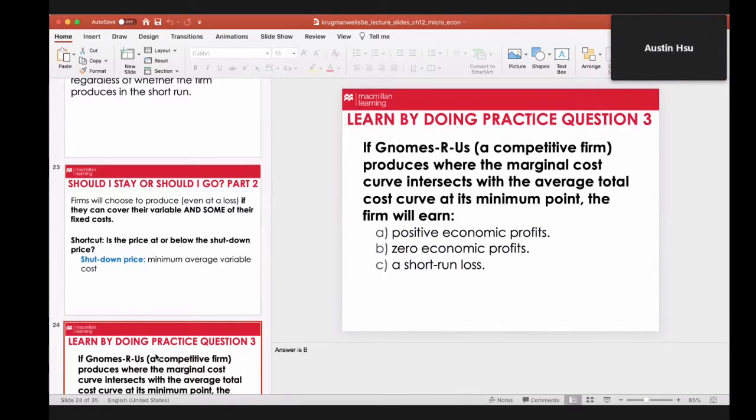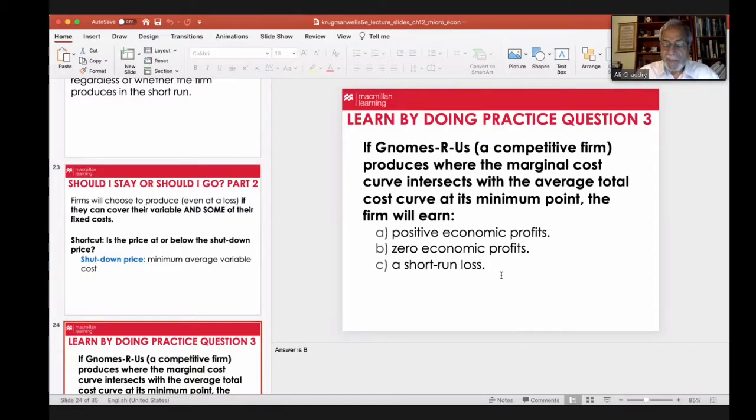Okay? All right, let's take a look at another question. Here we want to emphasize the concept of economic profit. So in this case, you're a competitive firm, producing where the marginal cost curve intersects the average total cost curve at its minimum point. And at that point, what is the firm earning? Is it making positive profit, in other words, non-zero profit, something above zero? Is it making zero economic profit? Or is it running a short-run loss?